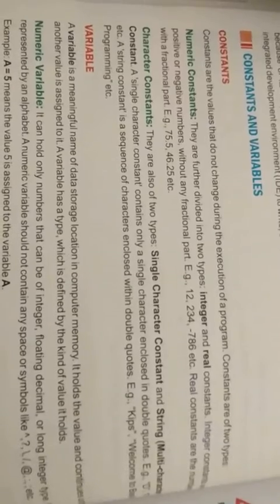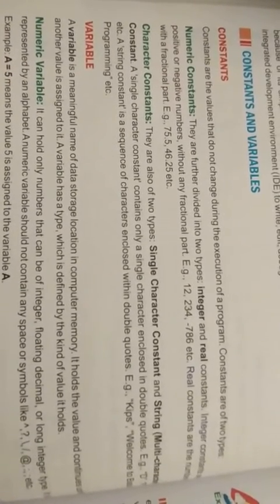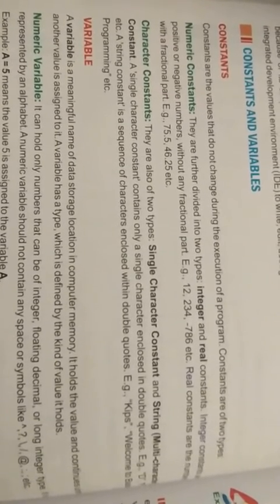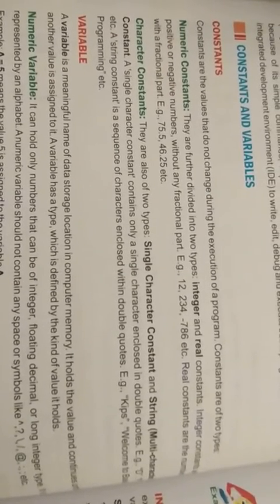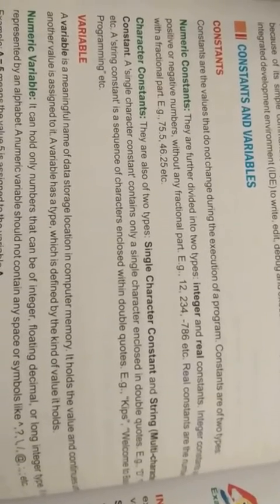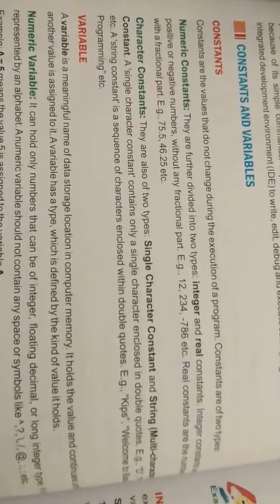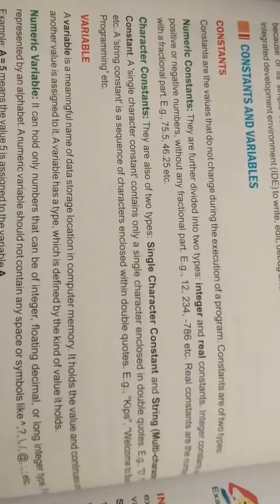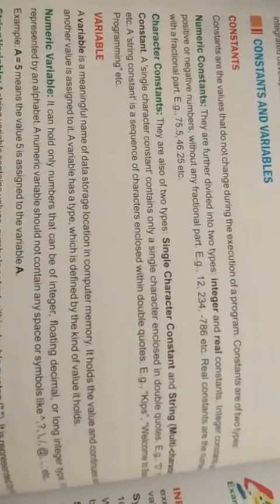Now this is all about constants. Constants are values that do not change during the execution of a program. There are two types of constants, numeric constants and character constants. Numeric constants are also divided into two parts, integer constants and real constants. And character constants are also divided into two parts, single character constants and multi-character or string constants. Now let me discuss variables.